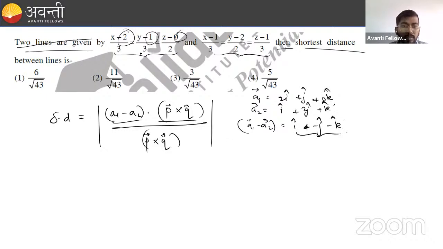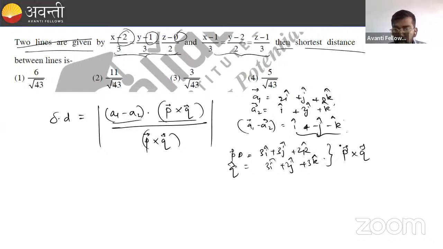What is p bar cross q bar? P bar is 3, 3, 2, so p bar equals 3 i cap plus 3 j cap plus 2 k cap. Q bar equals 3 i cap plus 2 j cap plus 3 k cap. Now when you do the cross product p bar cross q bar, you can do it and check also with i j k, i j. This is my trick to solve the cross product.